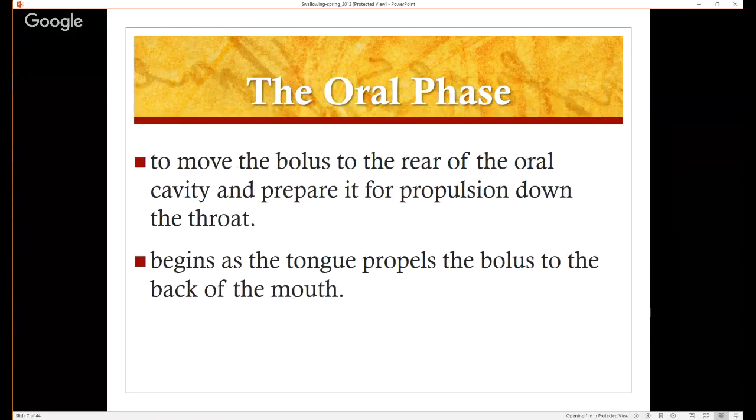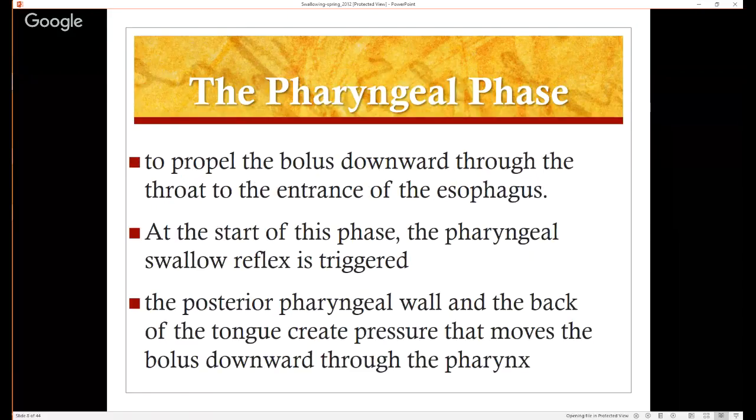In the oral phase, the intention is to move the bolus to the rear of the oral cavity and prepare it for propulsion down the throat. And this begins as the tongue propels the bolus to the back of the mouth. In the pharyngeal phase, you're going to be propelling the bolus downward through the throat to the entrance of the esophagus. At the start of this phase, the pharyngeal swallow reflex is triggered. The posterior pharyngeal wall and the back of the tongue are going to create pressure that moves the bolus downward through the pharynx.